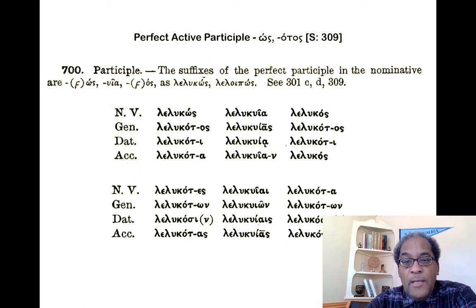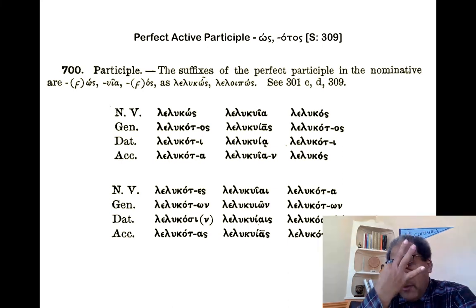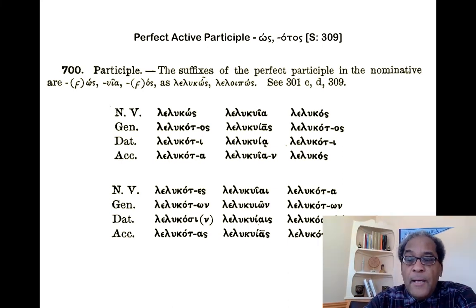-ες, -ων, -σι, -ας. Likewise, in the neuter, you have λελυκός, the omicron as opposed to the omega for the nominative and vocative. And as always, the nominative and the accusative of the neuter will be identical. So λελυκός, λελυκός, and the plural λελυκότα, λελυκότα. But then in the genitive and datives, they are exactly identical with the masculines.